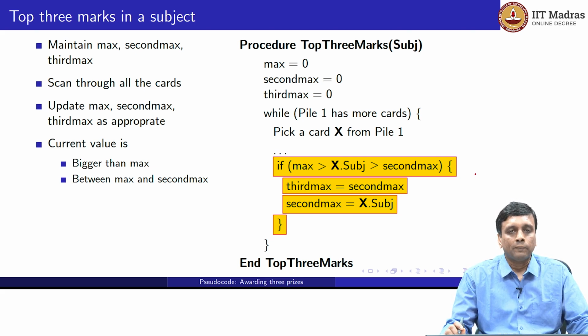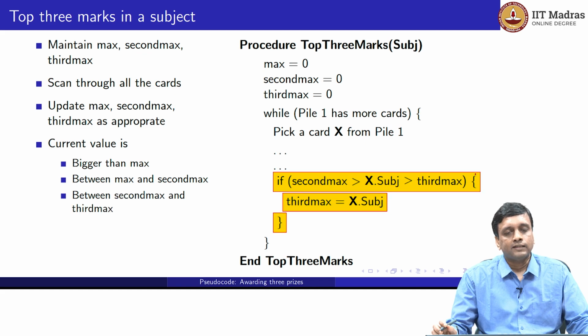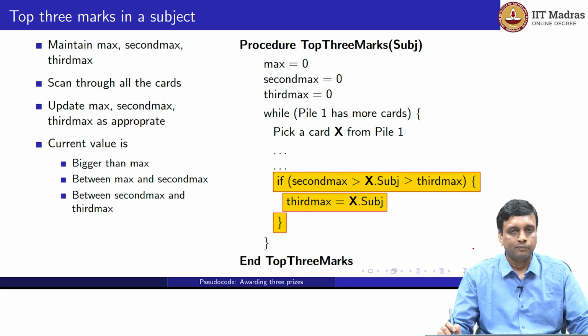The second situation is when it falls in the first interval between max and second max. So again we do two updates. We update the third max with the second max, we throw away the third max. We replace the second max with the current value and the overall max doesn't change. And finally, if it is in the third interval, that is between the second max and the third max, then only the third max has to be updated. So these are the three different types of updates that occur because we are looking for the top 3 marks. And the fourth case, when it is smaller than third marks, is where we just ignore the card and move ahead.